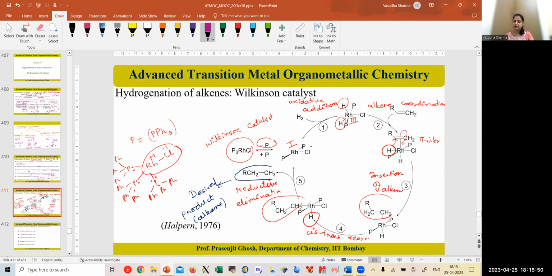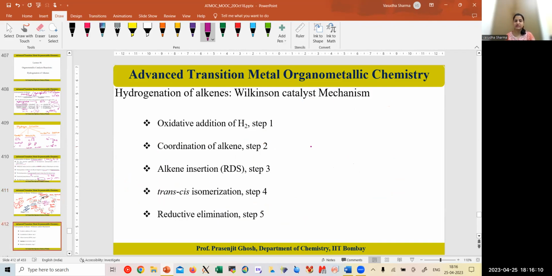So the cis product will go out as a reductive elimination product, RCH2CH3, and ultimately we'll be making this active catalytic species again. So this is our active catalytic species, which is meant to make a number of catalytic cycles. So these are certain steps. Step one is the oxidative addition of your H2. This is done. Then coordination of your alkene.